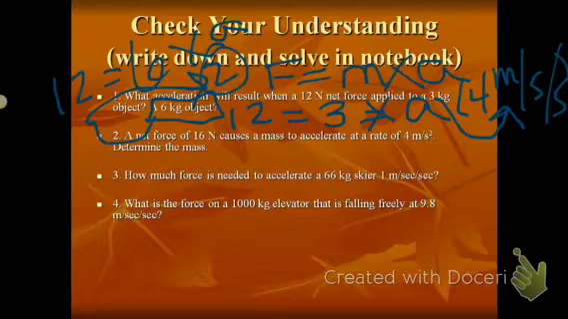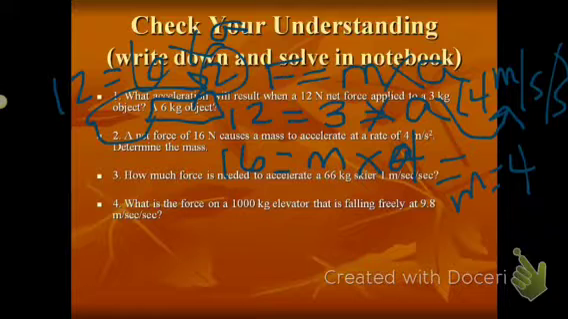Okay? Alright, a net force of 16 newtons causes a mass to accelerate at a rate of 4 meters per second per second. Determine the mass. Okay, so we are given our force, 16 equals our mass, which we don't know, so we're going to write an M, times our acceleration, which is 4. So 4 times what equals 16? That answer is going to be M equals 4. 4 times 4 is 16. So these are obviously super easy. You can do these in your head.